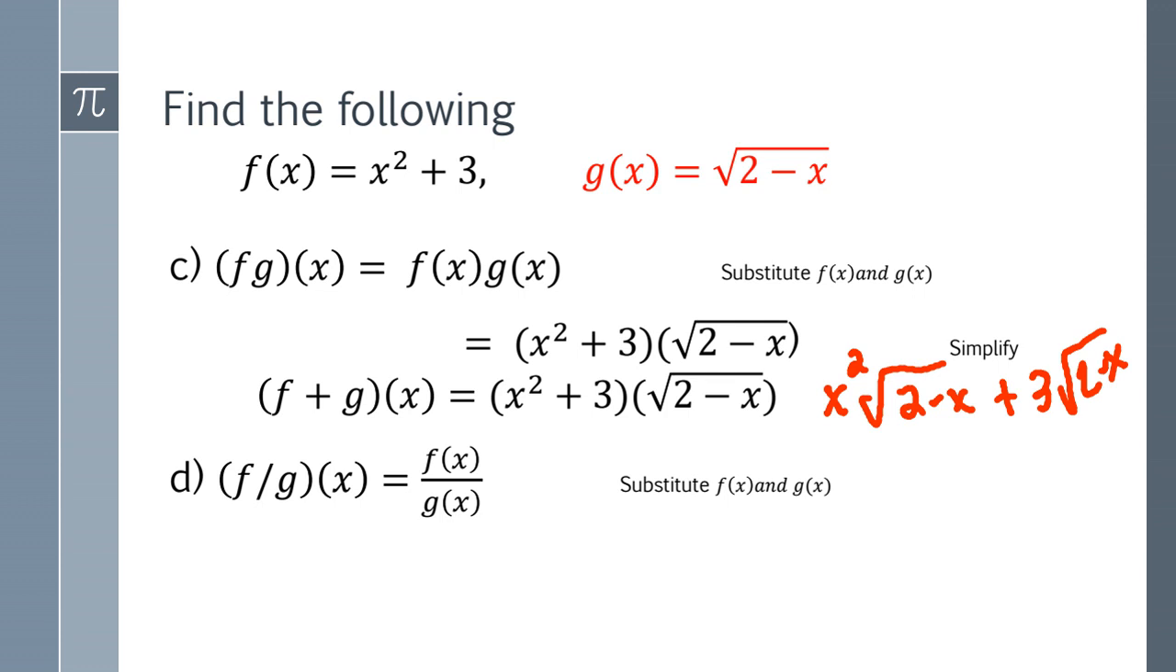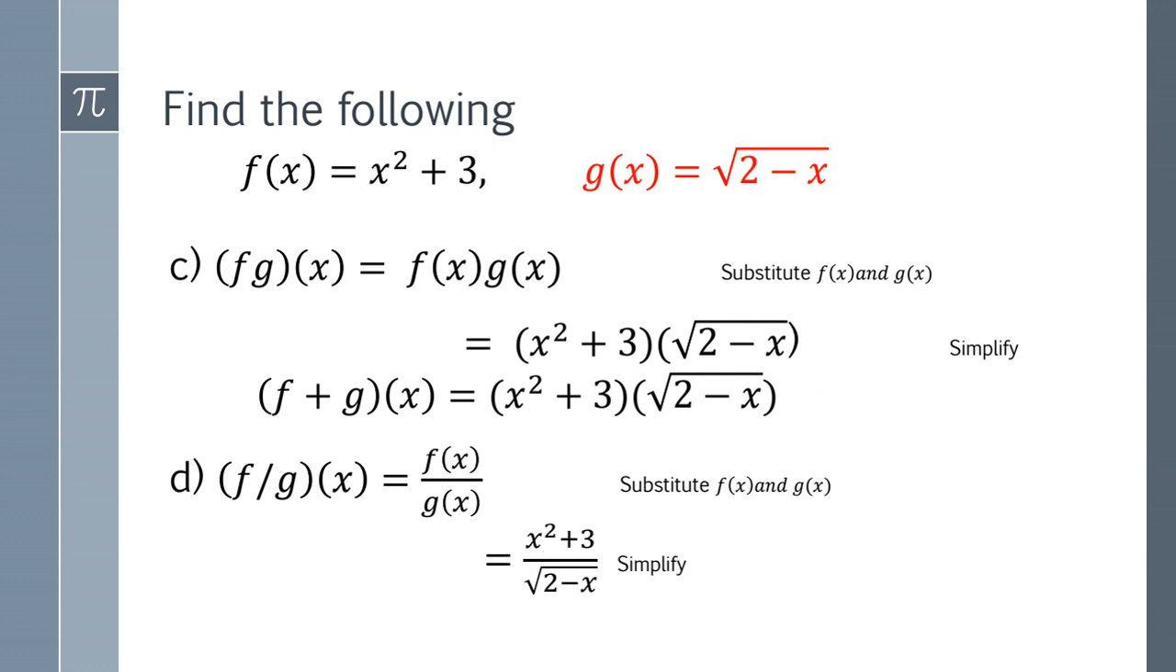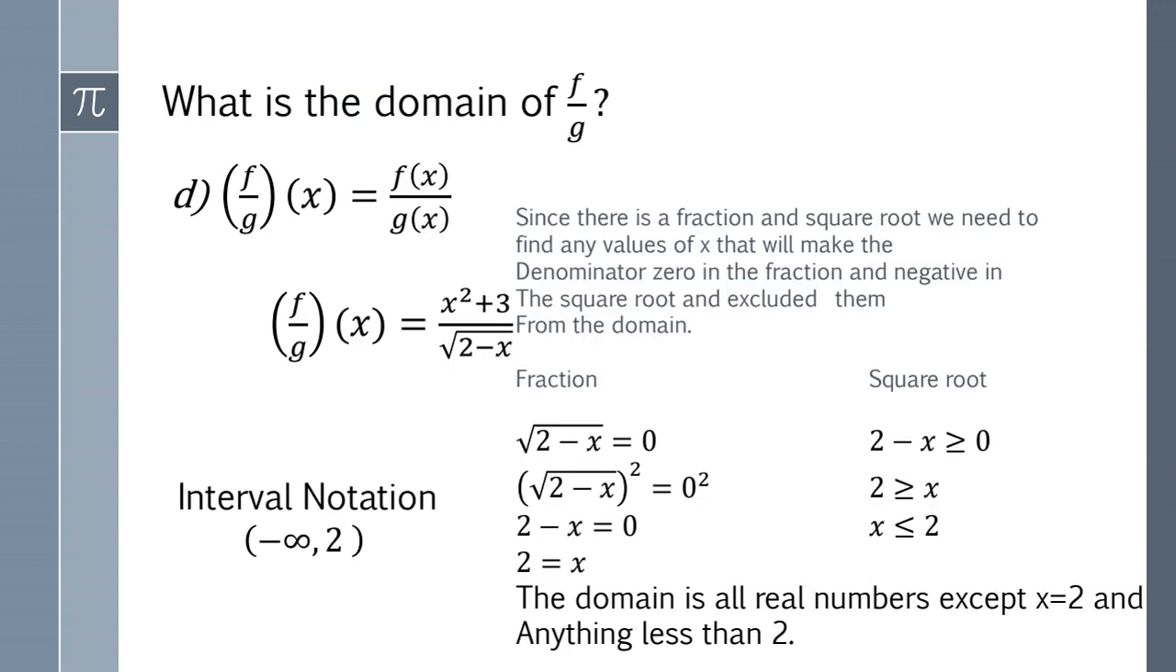And then the last one is the division. So we have x squared plus 3 divided by square root of 2 minus x. So here we cannot simplify, but we want to find the domain. So to find the domain, notice we have a fraction. So there's going to be some numbers that we cannot use, but we also have a square root. So now we have to worry about not having negative numbers. So for the square root, we take the radicand, which is the inside of the square root. So that's 2 minus x. Set it greater than or equal to 0 and solve for x.